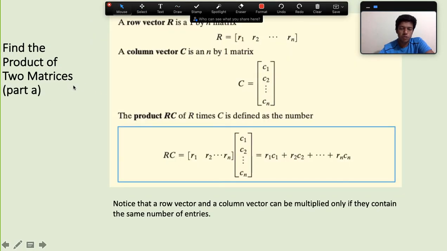Find the product of two matrices. So we are starting something new. A row vector is called just a row matrix, a matrix which has elements only in one row. There is only one row, nothing else is given, only one row. That's why it is called a row vector or row matrix.